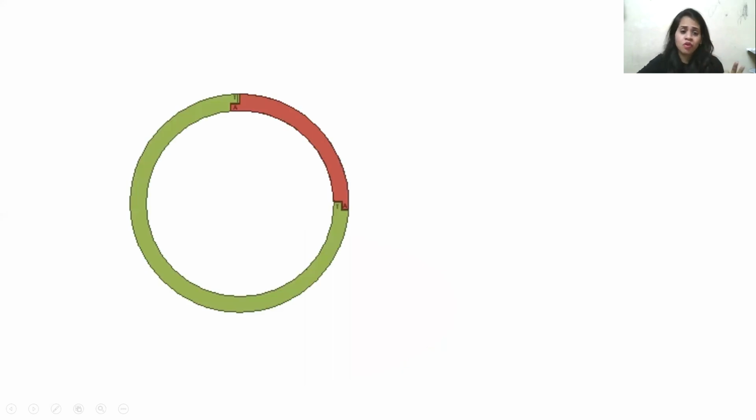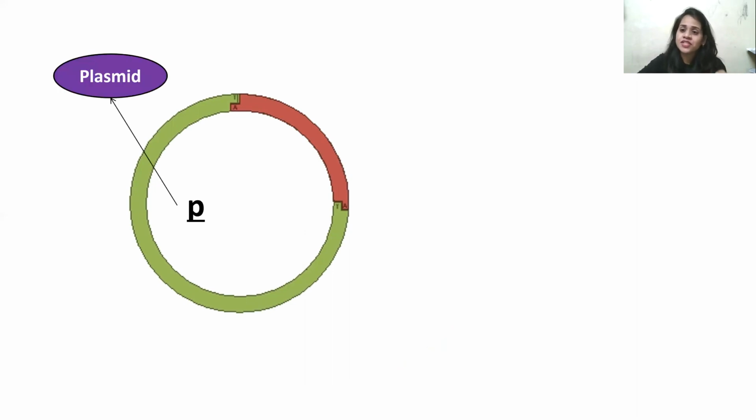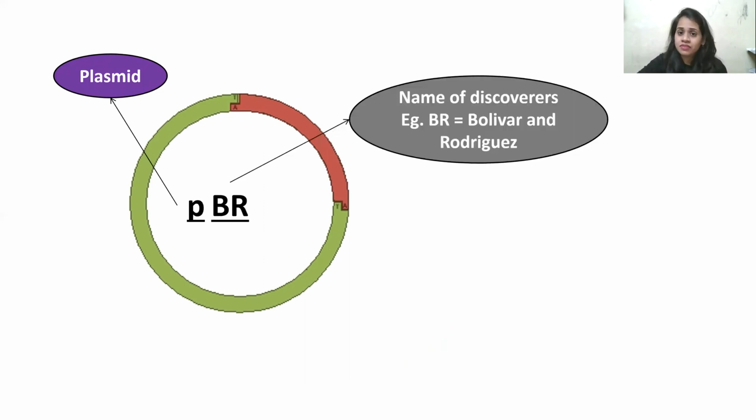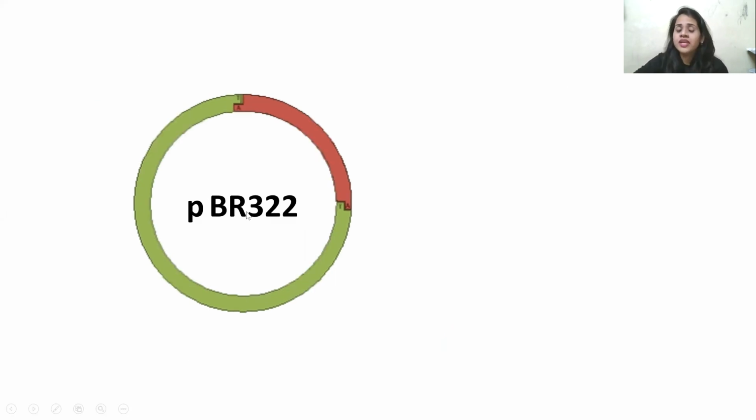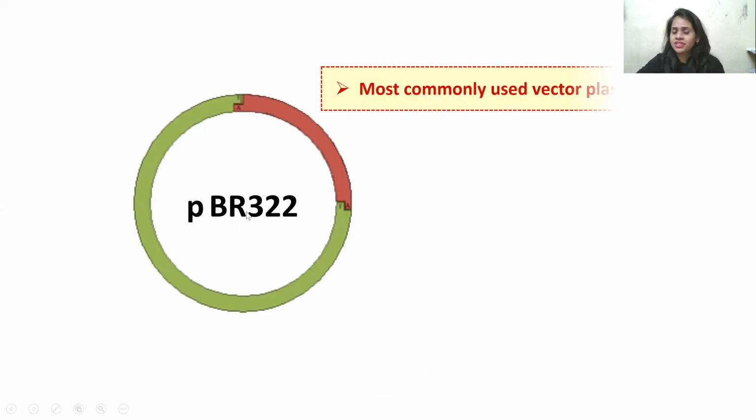So let us see some nomenclature of plasmid. Very, very important for your exam. pBR322. So what does this pBR322 stand for? Let us see. P stands for obviously plasmid. BR stands for the name of the discoverers, that is Bolivar and Rodriguez. 322 is a number designated according to their discovery in that bacteria.